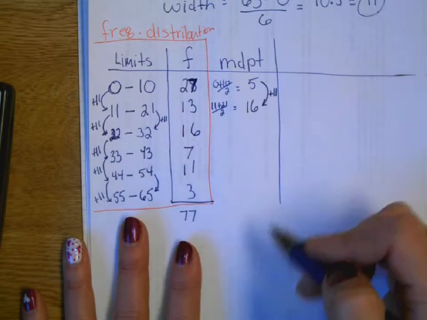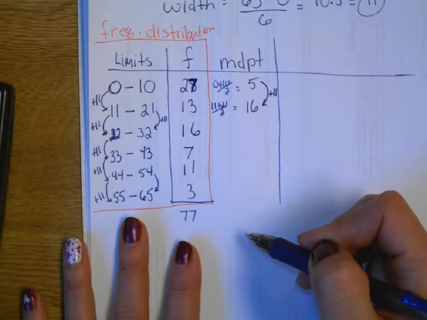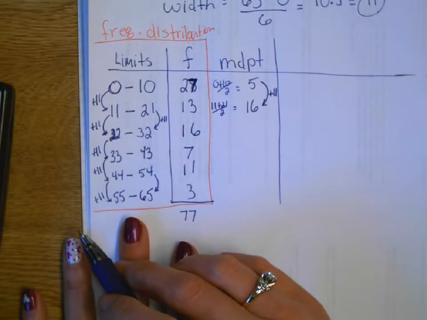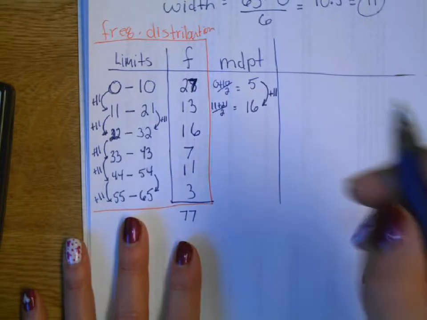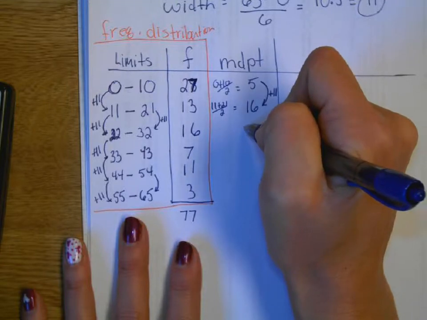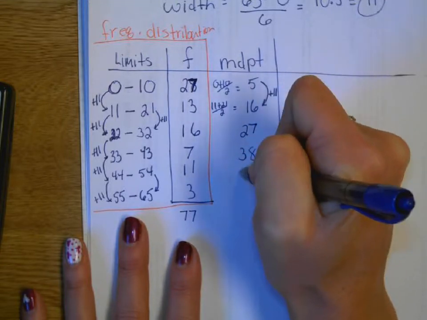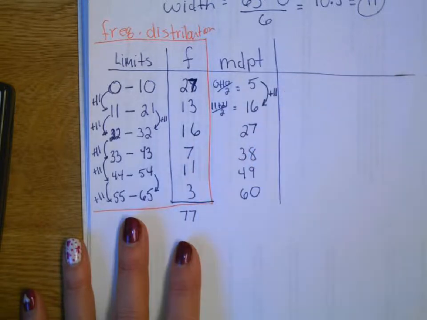You could just add 11. Once you find your first midpoint, you could just add your class width, because they're going to be a class width apart, because we made everything uniform in size. Or you can keep averaging. It doesn't matter to me. So what do we have for the next midpoint? 27, 38, 49, 60. Okay. So midpoints are easy enough.